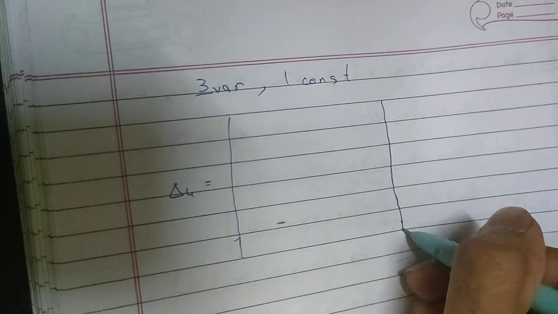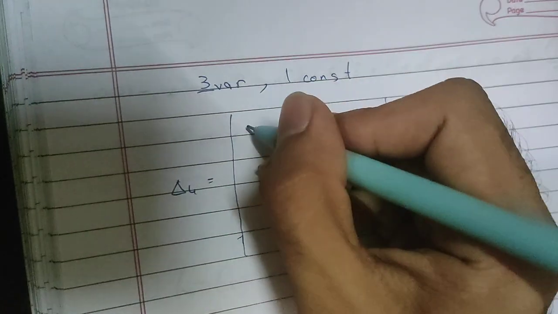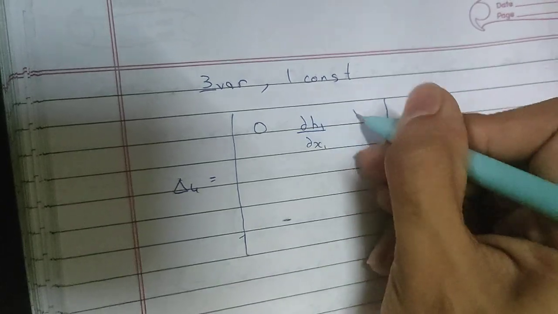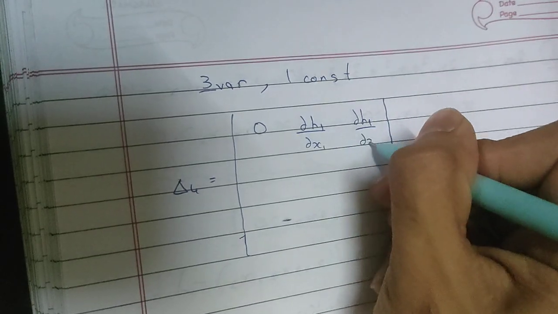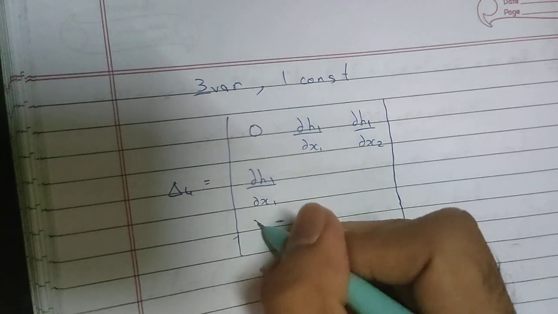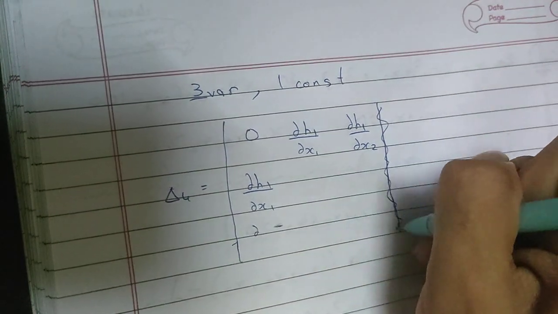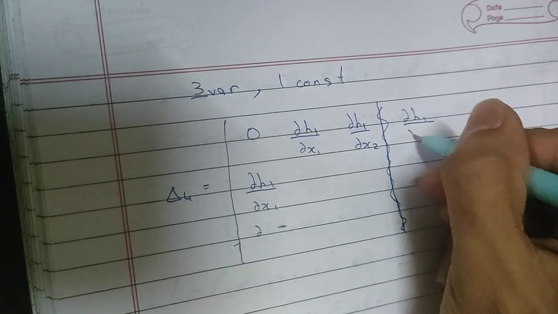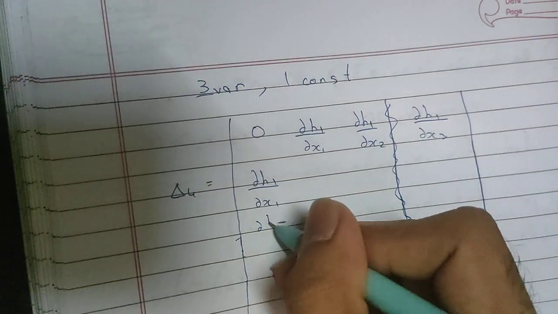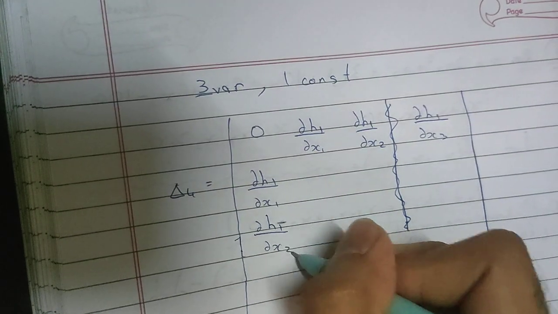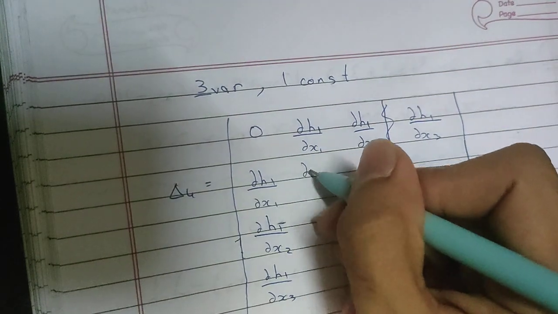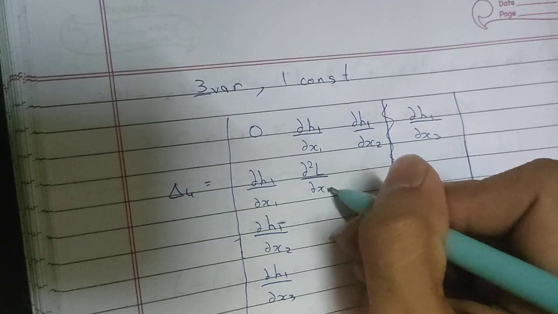That's just the condition, okay? So now for del 4, we basically have 0, del h1 by del x1, del h1 by del x2, del h1 by del x3. Oh, wait, there will be another column here with respect to x3 as well. Now a differentiation of a Lagrangian function.